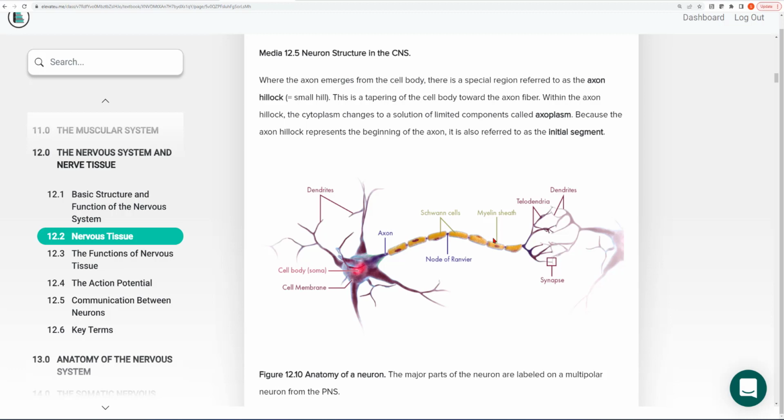Within the axon, there is cytoplasm. The unique name for that cytoplasm that travels down the axon is the axoplasm, right? So this isn't hard. The axoplasm is sort of like the cytoplasm down the axon.